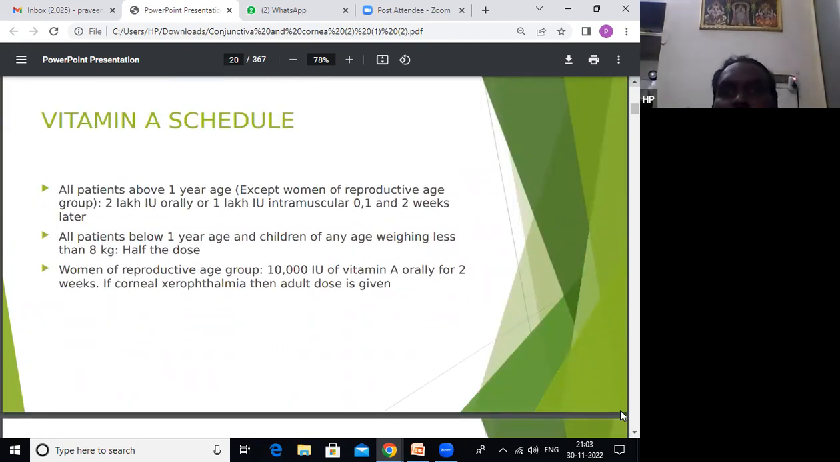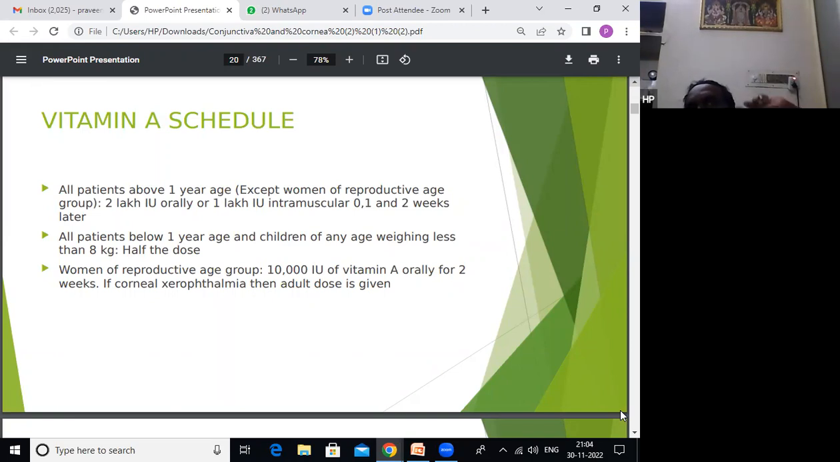So how do you give the vitamin A dose or vitamin A schedule? All patients who are above 1 year of age, except women of reproductive age group, you give 2 lakh international units orally or 1 lakh international units intramuscularly on day 0, day 1, and then 2 weeks later.